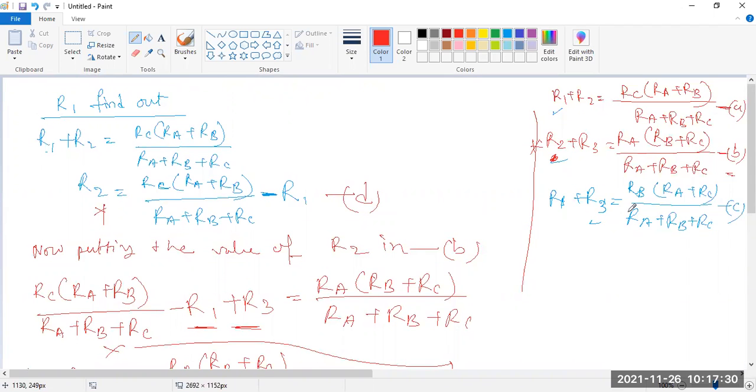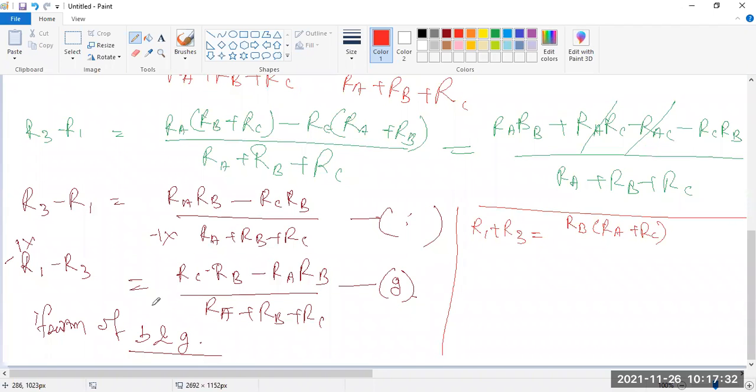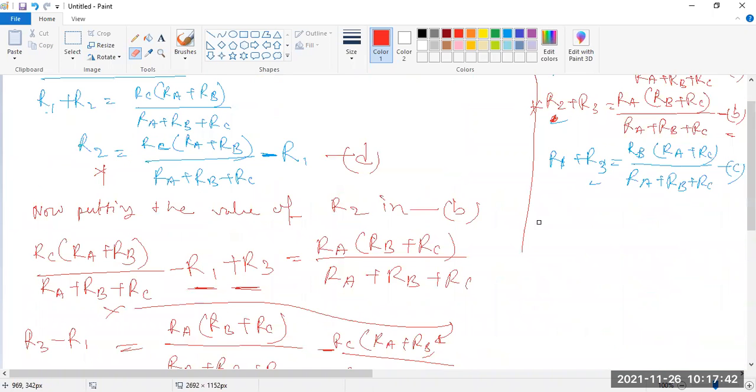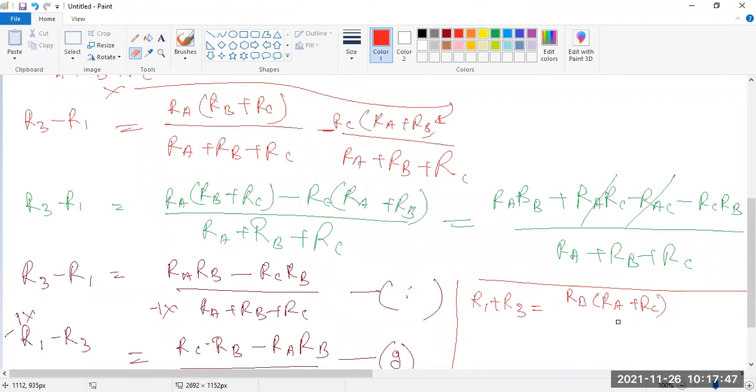Sorry, 1 and 2. You have to write C and G. C and G. C is R1, R3, RA, RC.